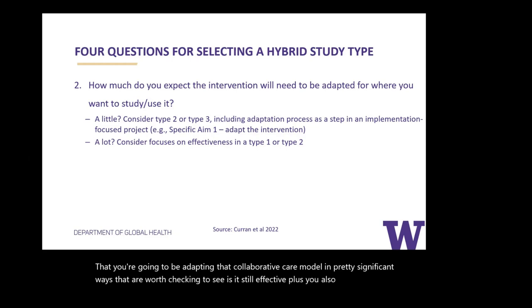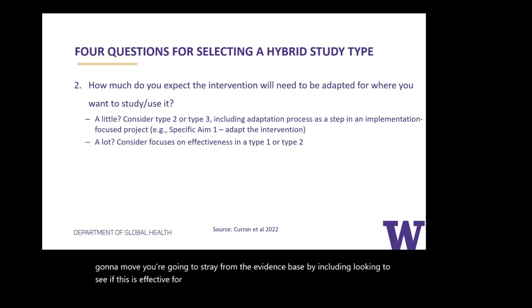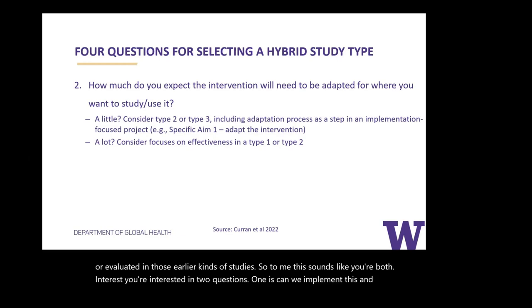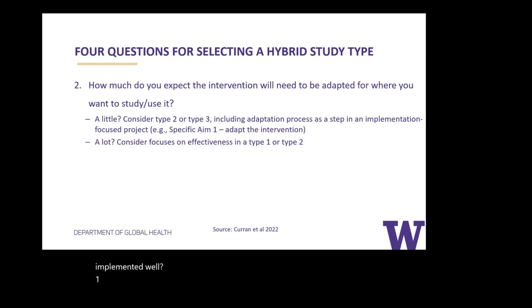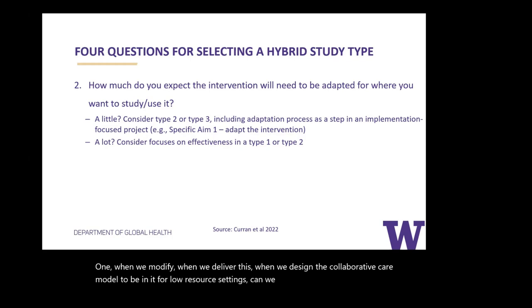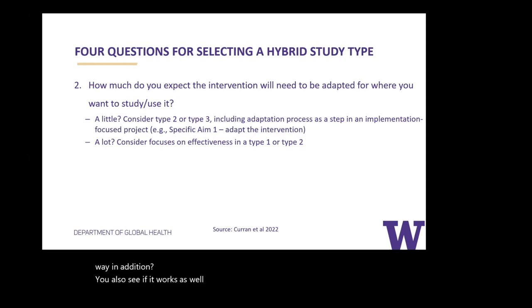Plus, what makes me think even more so about hybrid two is that you also indicate that you're going to stray from the evidence base by looking to see if this is effective for conditions that really haven't been explored, tested or evaluated in those earlier studies. So to me, this sounds like you're interested in two questions. One is, can we implement this and get it implemented well when we design the collaborative care model for low resource settings? Can we get good implementation that way? In addition, can we also see if it works as well, not just for mental health when implemented in this alternative form, but also for these other kinds of conditions that you mentioned?